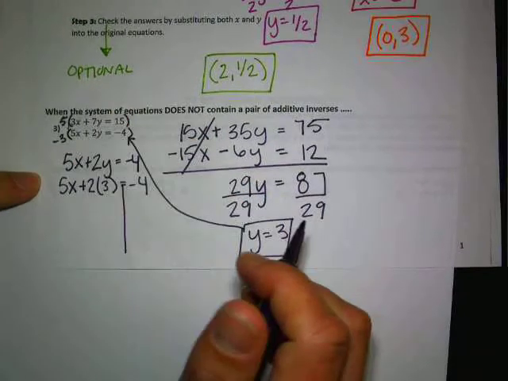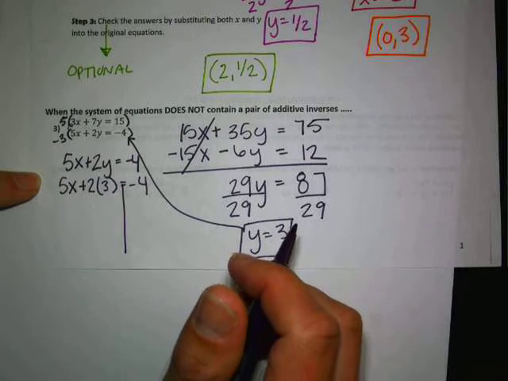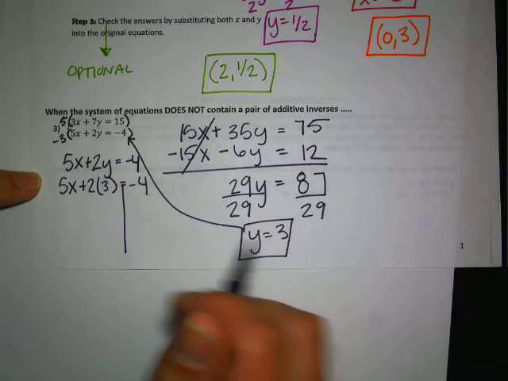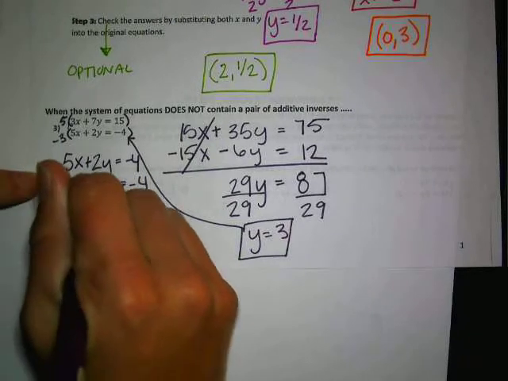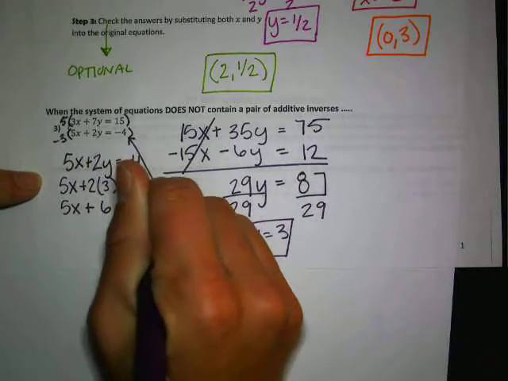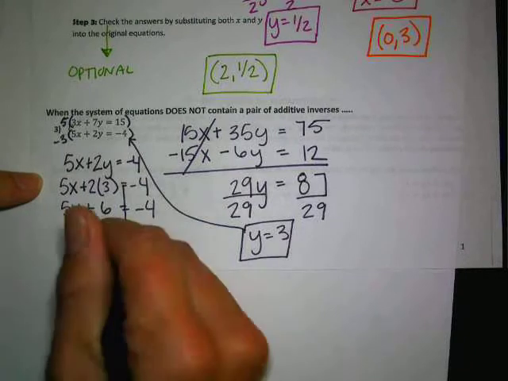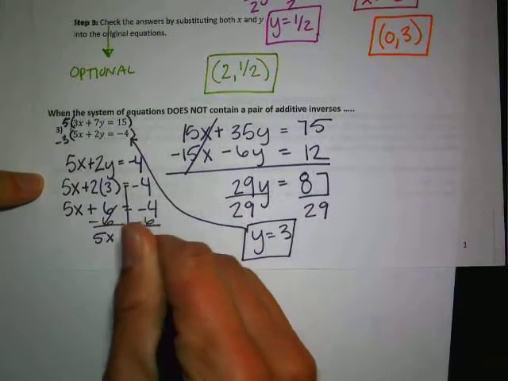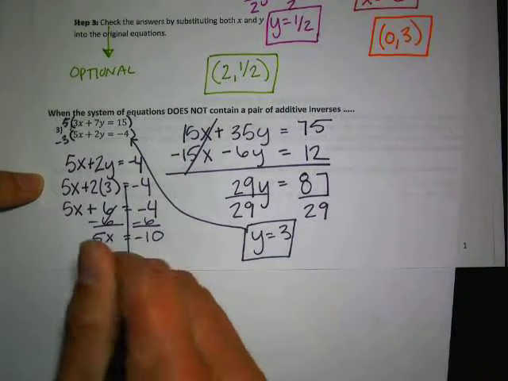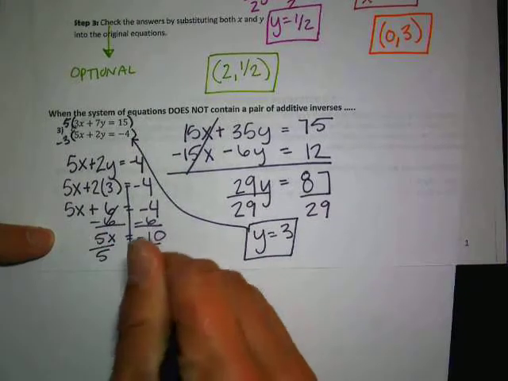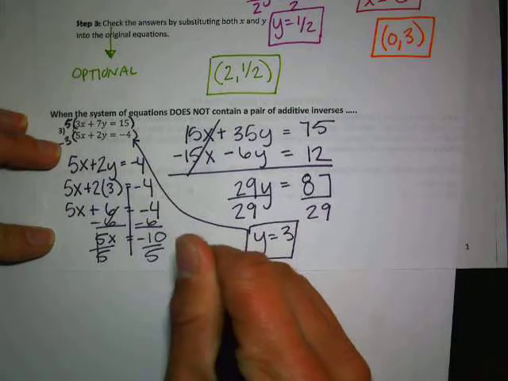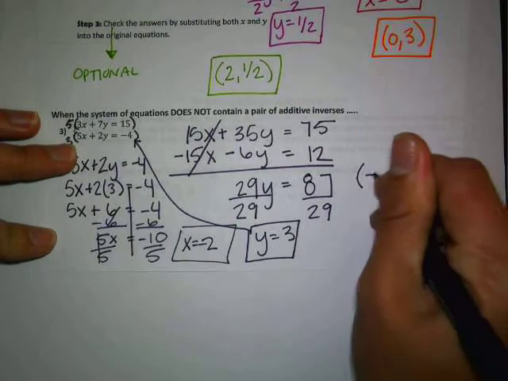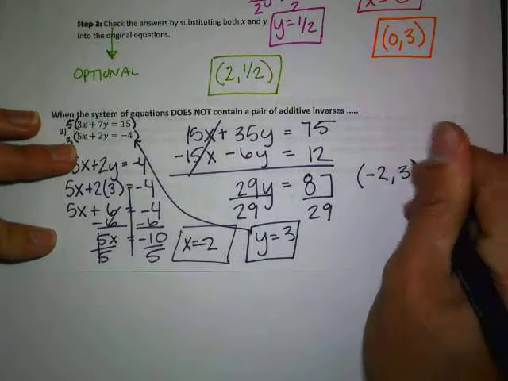Okay, so now I'm going to solve. Anybody want to help me? Multiply 2 and 3. Get 6. Subtract 6 from both sides. 5x equals negative 10. Very good. Divide by 5. So negative 2. So your answer is negative 2, comma 3.